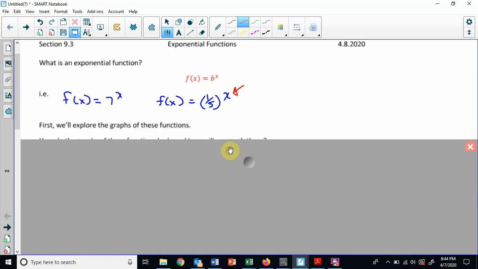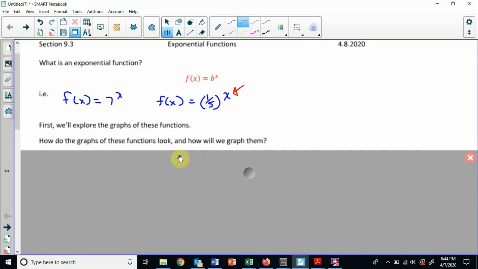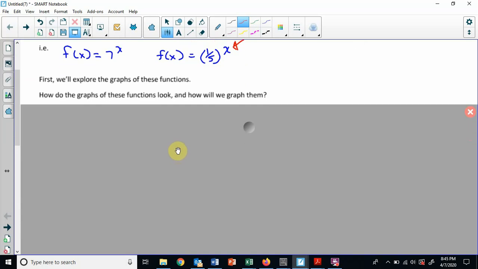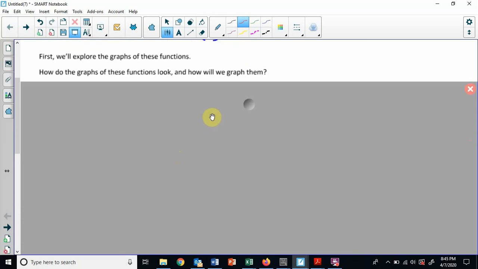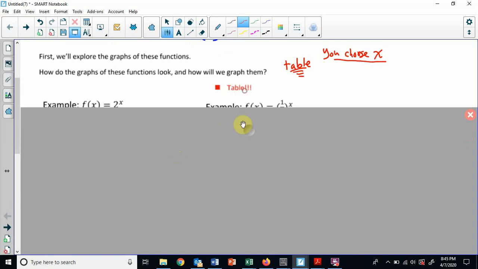Okay, so first let's explore the graphs. That's the first place we're going to go to see what they look like. But then how are we going to actually graph these things? Well, how have we graphed pretty much everything in this class? We've graphed it with a table of values. So you'll pick some x's this time. There's nothing fancy to this. You choose some x's, plug them in, and create your table.